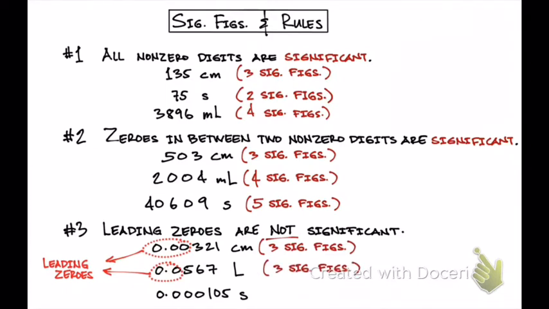And the last one, we have 0.000105 second. Again, the first 4 zeros are leading zeros and they don't count. And so you have a 0 in between 2 non-zeros, 1 and 5. And so that 0 in between 1 and 5 will be considered significant, and so you would count it. So you have a total of 3 sig figs for this measurement.